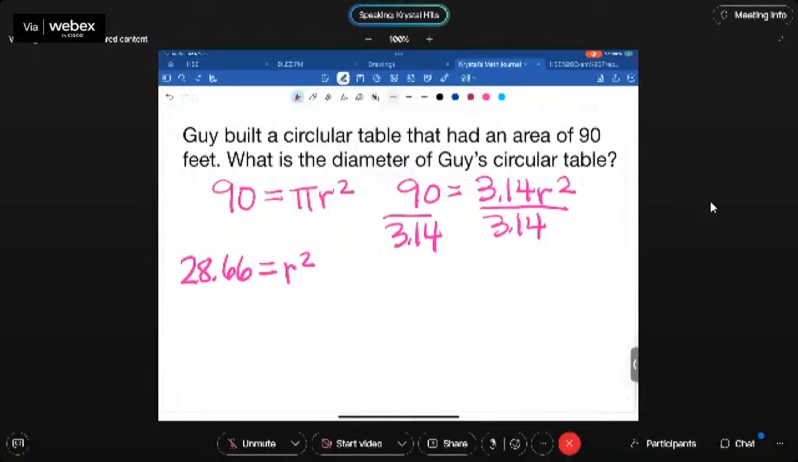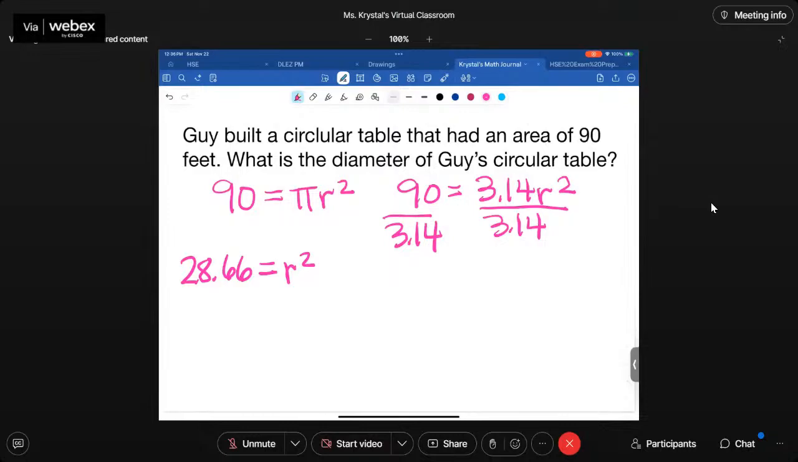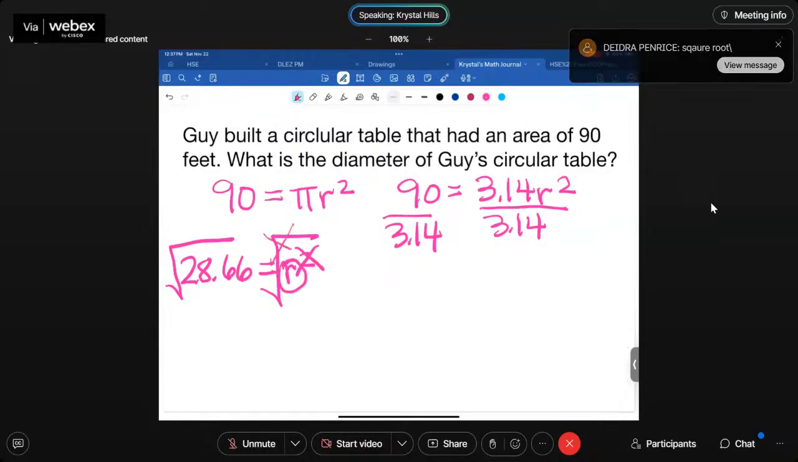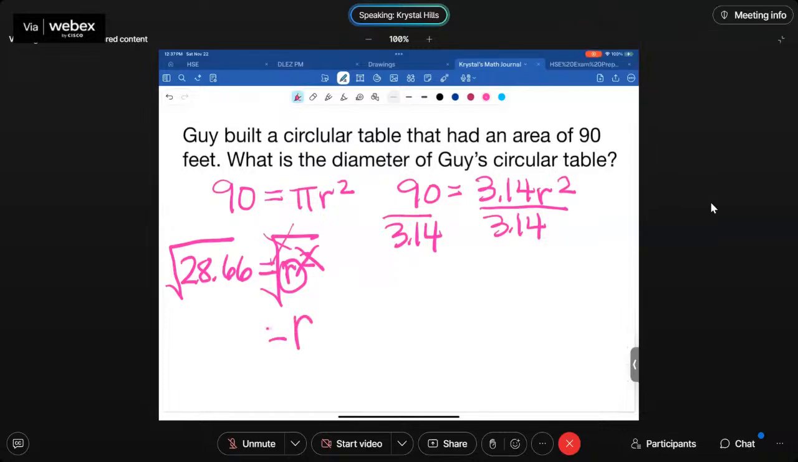When we first started this today, I told you blank is the opposite of squaring. What is the opposite of squaring? Square root. Square root is the opposite of squaring. So if I take the square root of both sides, this cancels out and gives me what's underneath that, which is r. And now I take the square root of 28.66. What is the square root of 28.66, to the nearest hundredth, two numbers after the decimal?